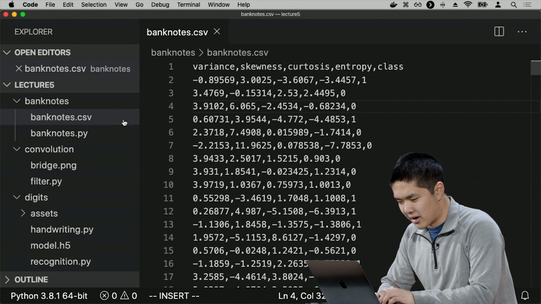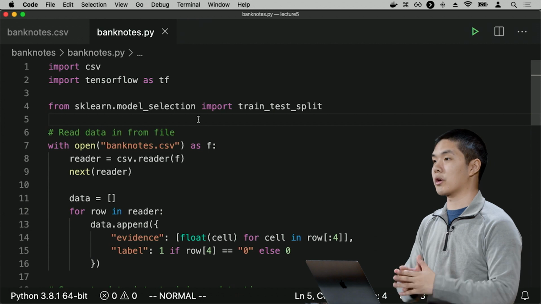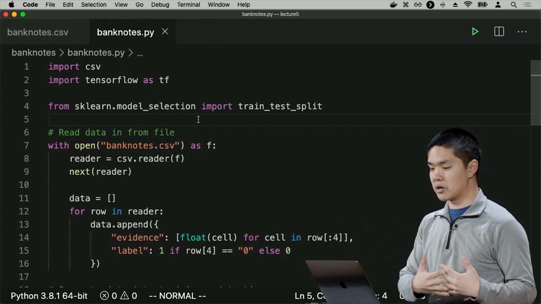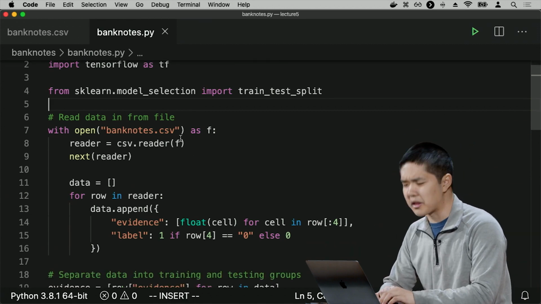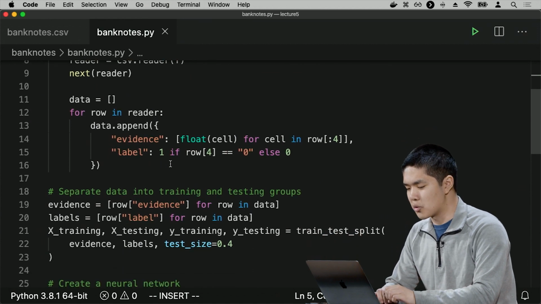And what I've written here in banknotes.py is a neural network that will learn just that, a network that learns, based on all of the input, whether or not we should categorize a banknote as authentic or as counterfeit. The first step is the same as what we saw from last time. I'm really just reading the data in and getting it into an appropriate format.